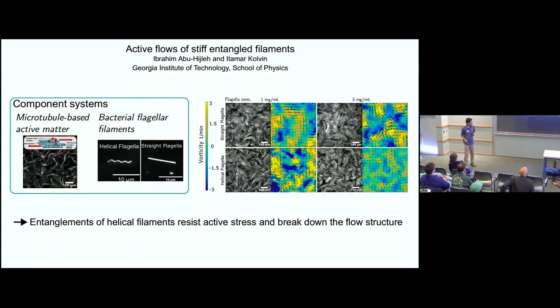Okay, so my name is Itamar Kolvin. I'm presenting a poster here, the work of my student Ibrahim Abu Hijle on the active flows of stiff entangled filaments. Many environments, in biology and in material science, are crowded and are made of entangled, slender objects. So we wanted to see how active flows can fluidize, or how active flows drive this kind of materials.